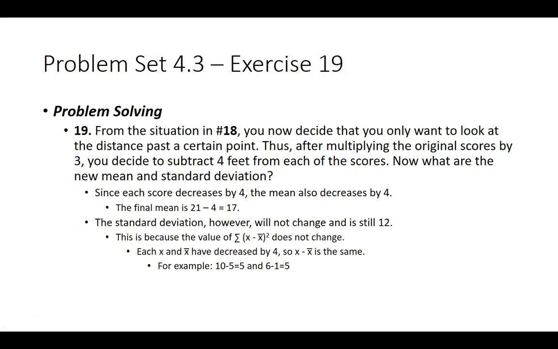Continuing on from the situation in number 18, you now decide that you only want to look at the distance past a certain point. Thus, after multiplying the original scores by 3, you decide to subtract 4 feet from each of the scores. Now, what are the new mean and standard deviation?